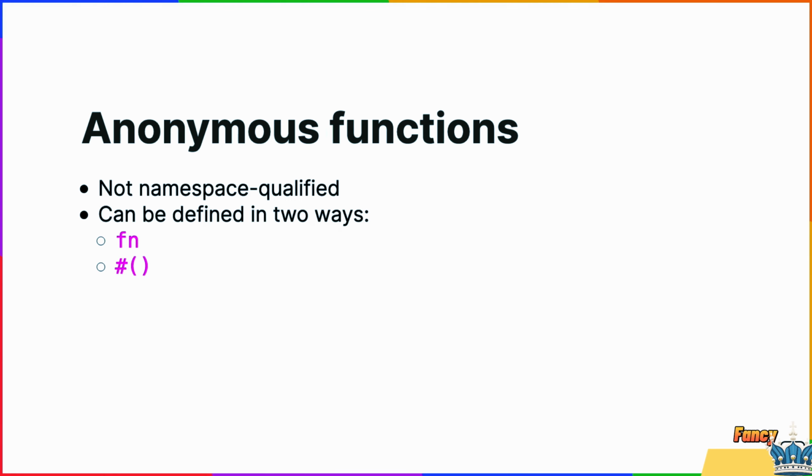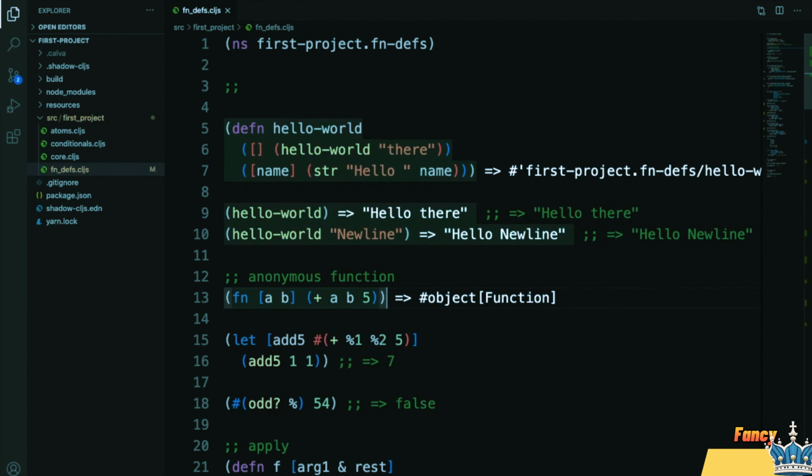Anonymous functions are functions that have no home, i.e. are not namespace qualified. They exist only at the point of definition and are useful for a variety of applications, like defining callbacks or simple predicates. There are two ways to define inline functions, using the fn macro or using the hash parentheses shorthand. Fn and defn have similar signatures, except the function name is not present while using fn.